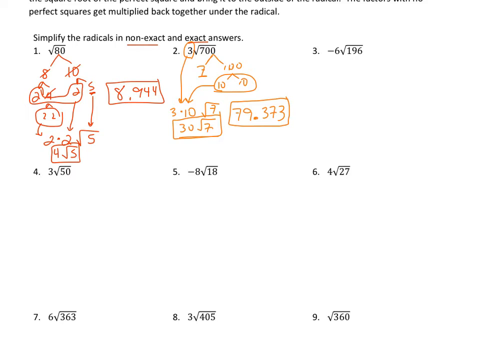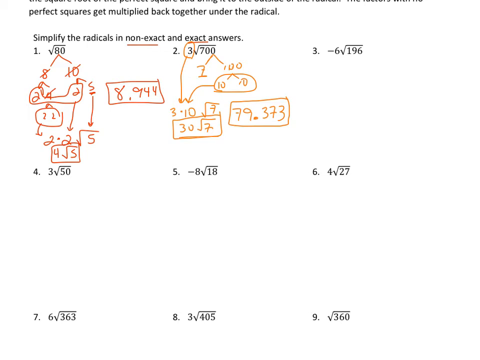So that's a way to check to see if you actually found your answer correctly: type in the decimal answer of the original, then type in the decimal answer of the answer you got, and they should be the exact same answer, because we are just simplifying the radical. We are not changing the number.